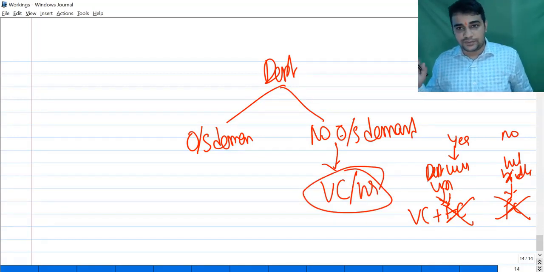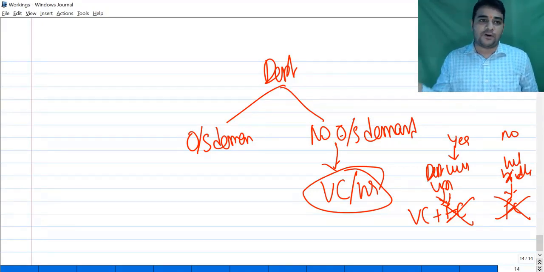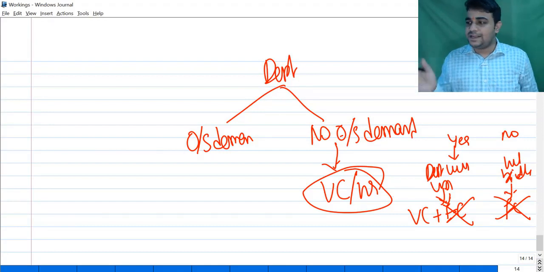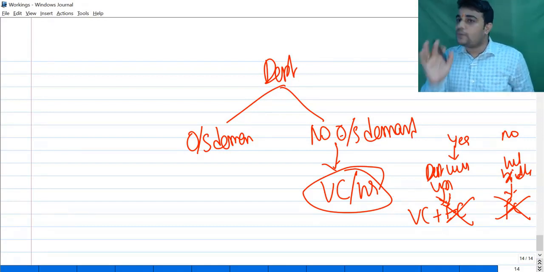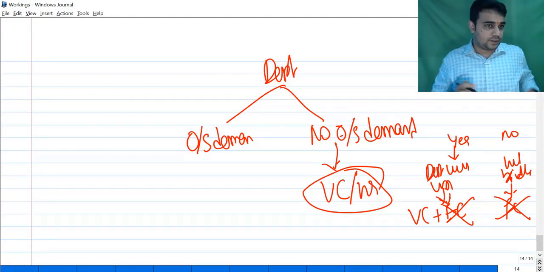Whatever is the variable cost of that department, that is what is relevant. The question will give you variable cost, fixed cost, transfer price, profit, a lot of things, but I am least bothered about any of them. If you don't have outside demand, the only extra cost I incur is variable cost.